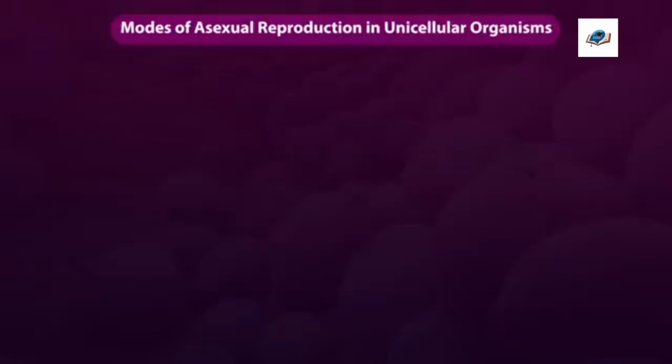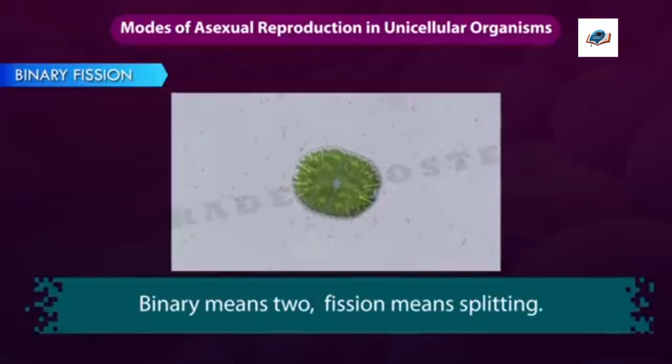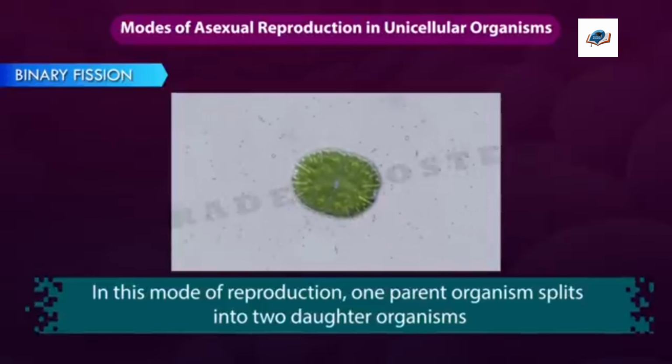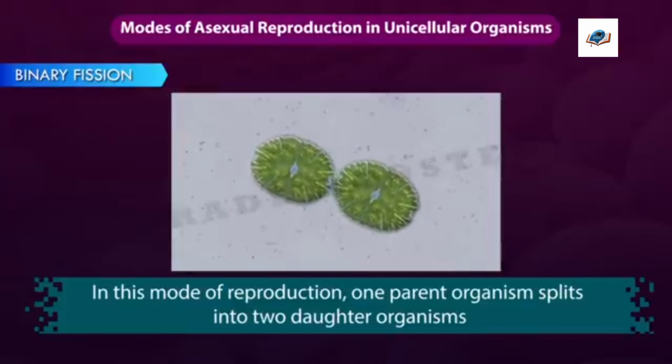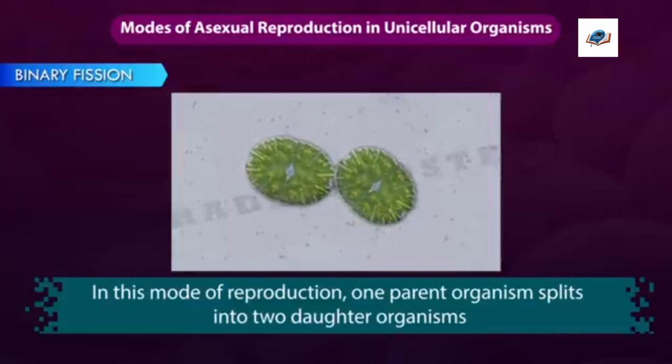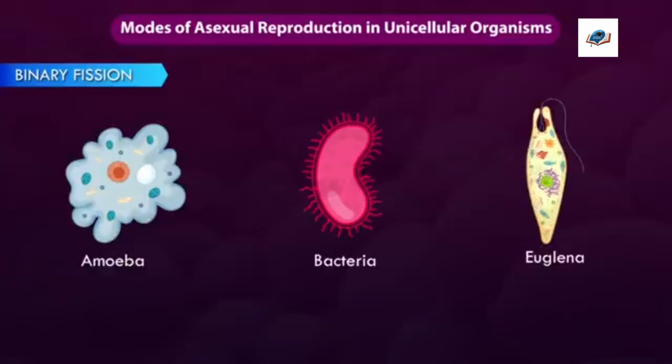First, let us see the different modes of asexual reproduction in unicellular organisms. Binary fission. Binary means two. Fission means splitting. In this mode of reproduction, one parent organism splits into two daughter organisms. This type of asexual reproduction is observed in single-celled organisms like amoeba, bacteria, and euglena.